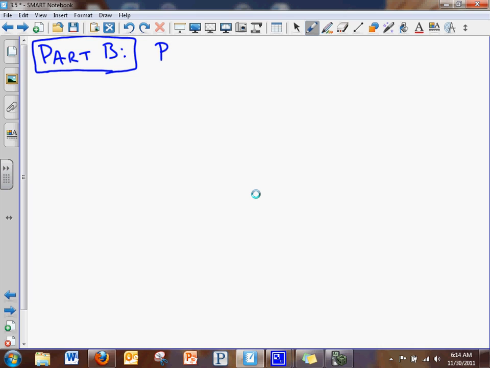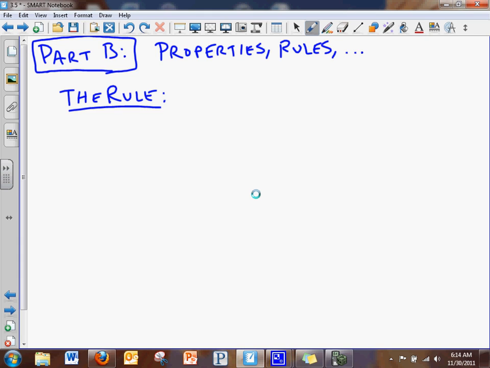So this is the properties, the rules, and, I don't know what we call them, the change of base stuff. So let's just go. Properties and the rules. All right, so first, this is what we know already. The first thing is the rule for logs. Kind of a big deal. y equals log base b of x if and only if b to the y equals x. We're going to use that one a lot.